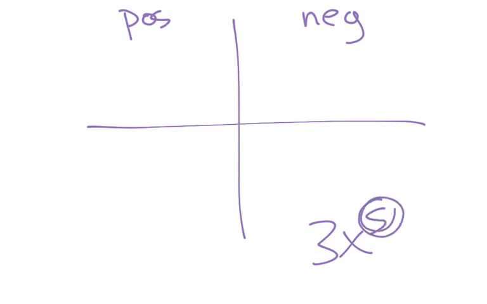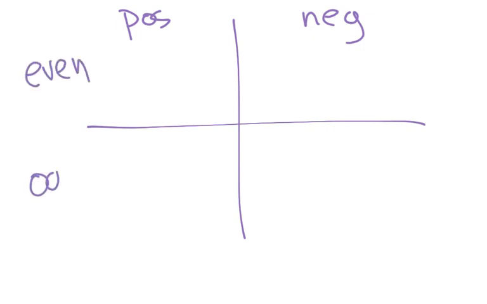We have positive and negative coefficients. So the coefficient is like the 3 in 3x to the 5th. That 3 would be the coefficient. It's positive as opposed to negative. We also have even degrees and odd degrees.